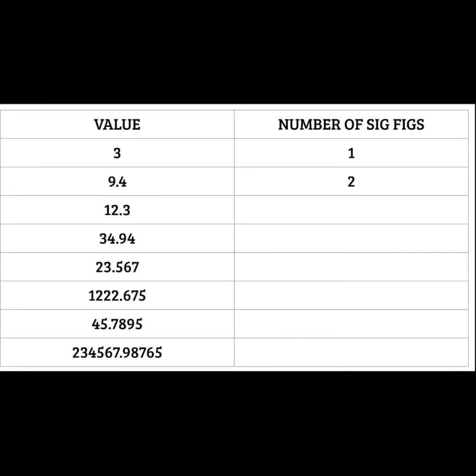So the number 3, that's not a 0, obviously, so we have 1 sig fig. 9.4 would be 2 sig figs. 12.3 would be 3. The next one would be 4. The next one would be 5. Then we have 7, 6, and 11. So all of those are numbers that we count because they're not a 0.